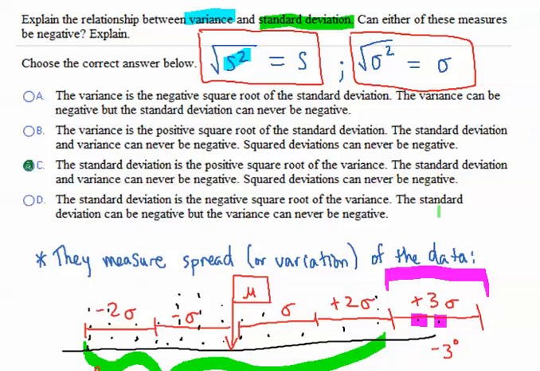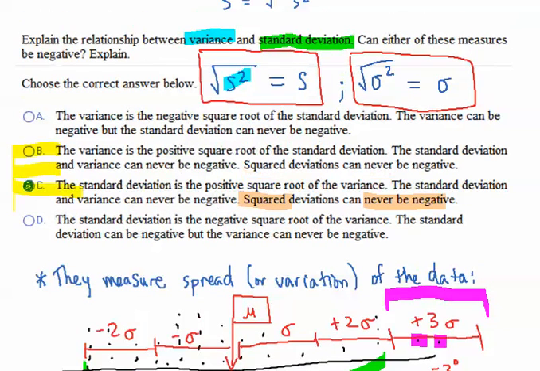And then what does the rest of it say? Standard deviation and variance can never be negative. The squared deviations can never be negative, right? Because you're squaring them, and even if those deviations themselves are negative, like that negative 0.5, the square of them will not be negative. So I won't read D because this is for sure the right answer.